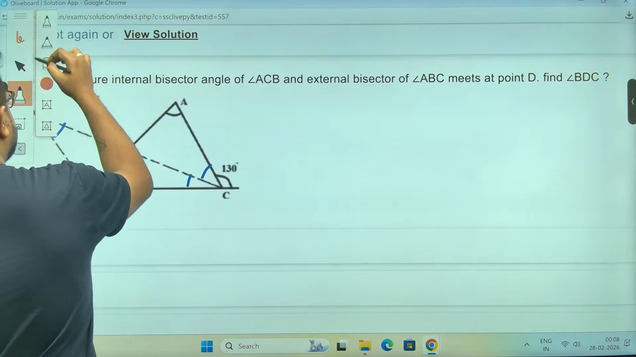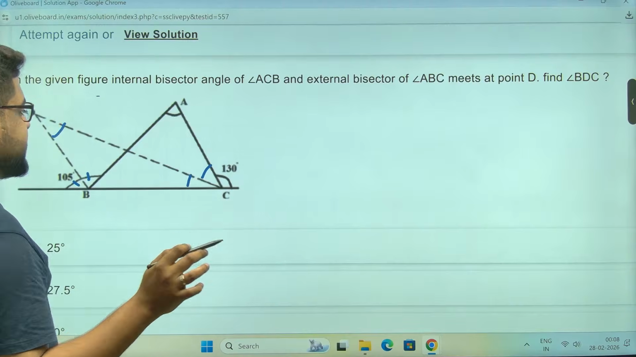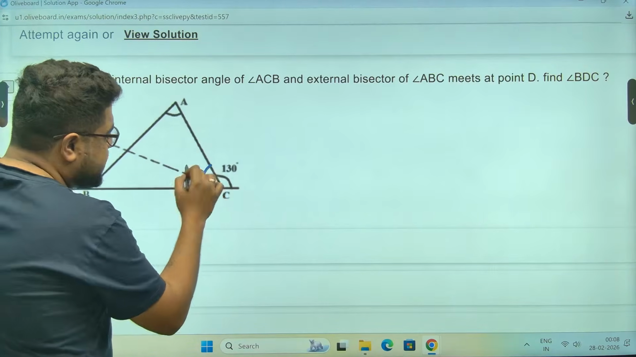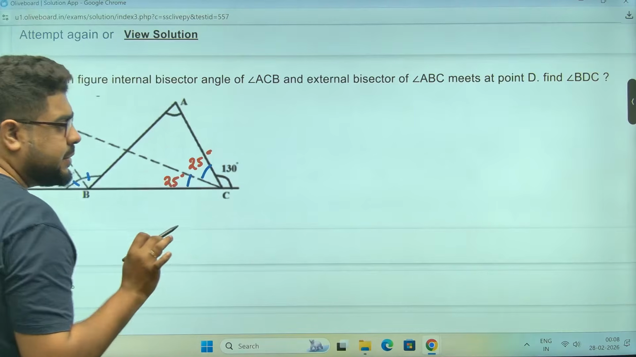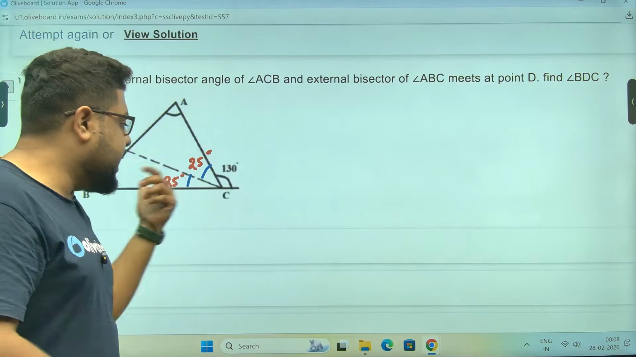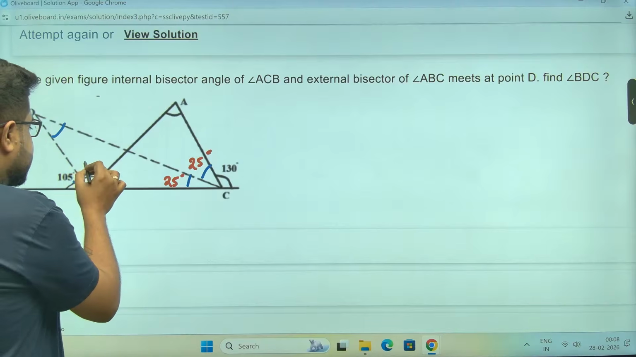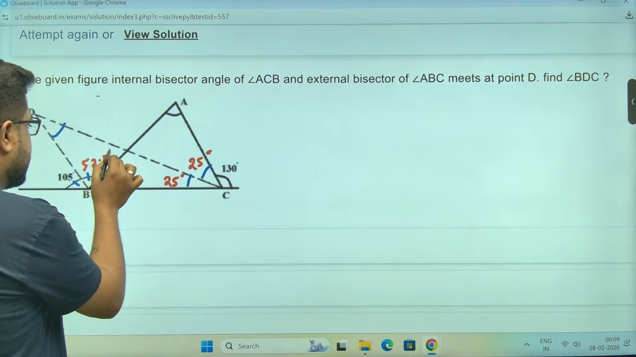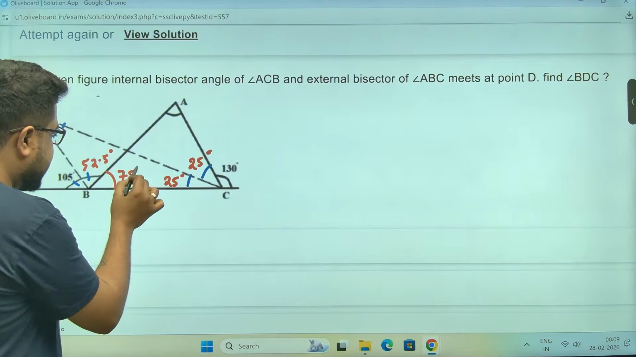First things first, there are properties you can use, but I don't want to use that. Very simple. If this is 130, then the whole angle has to be 50, so this is 25. Total angle is 180, 130 gone, 50 remaining, half. Now, if this is 105, this is half of that, 52.5. And this angle is 75.